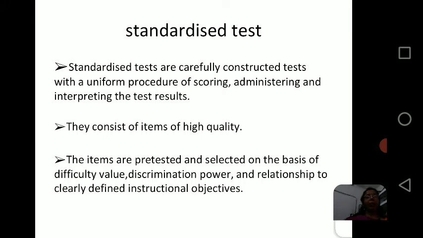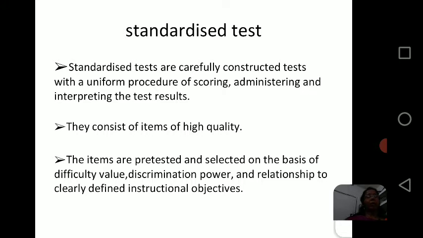A standardized test has a uniform procedure for scoring, administering and interpreting the test result. These are the three major processes of a test: scoring, administering and interpreting. And a standardized test has a uniform procedure for these three aspects. They consist of items of high quality. A standardized test consists of items or questions of high quality.